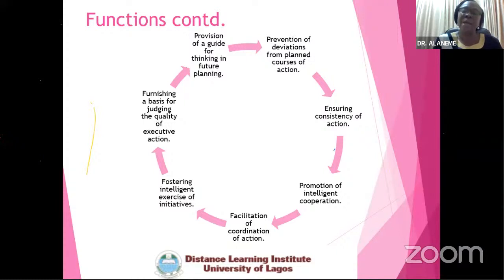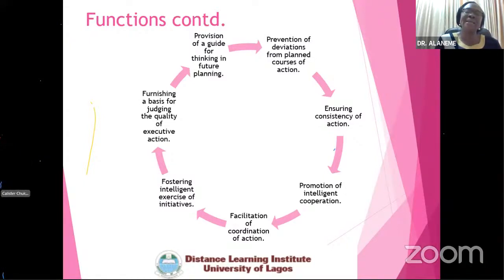Again, it facilitates coordination of action. How do you coordinate your actions? You can't be doing A while the other person is doing B. The finance department can say, oh, there is no money, when they know that the marketing department will need a certain amount of money to do a particular thing that will earn the organization the objectives that they desire. So business policy will facilitate coordination of action.